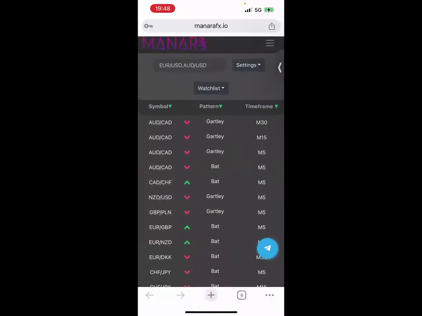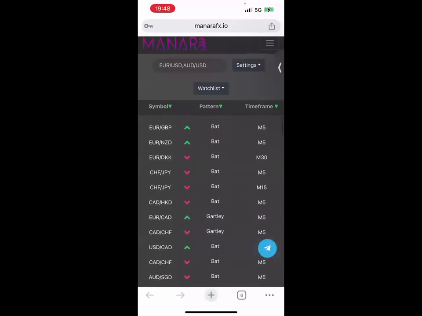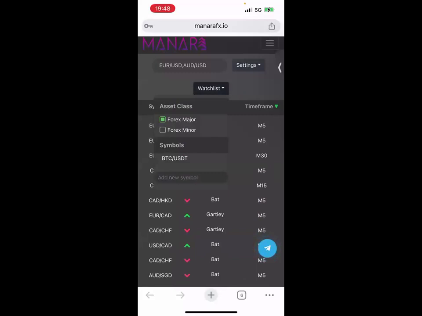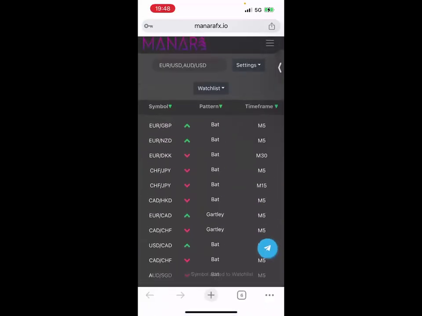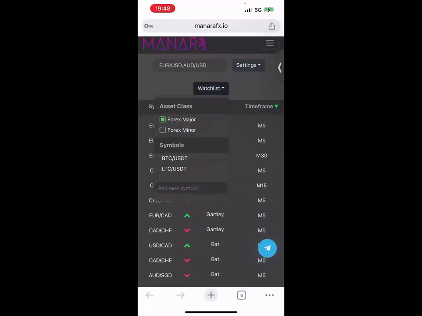So it pops up. You click on it. It says symbol added to watch list. Tap on your watch list again. Add another symbol, LTC USDT. Pops up. You click on it. Amazing. So whichever symbol you want to focus on, you don't want to miss any signal on it, you can also add it as well. So that's that about setting up your Manara.